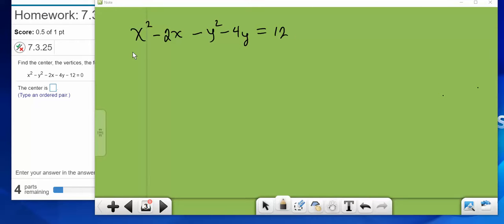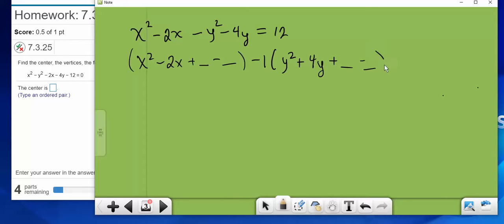We're going to complete the square. So we have x squared minus 2x plus blank minus blank. Normally we would factor out any number that is the coefficient of x squared, and for the y terms we have to factor out -1, so we get y squared plus 4y, and then completing the square blanks.